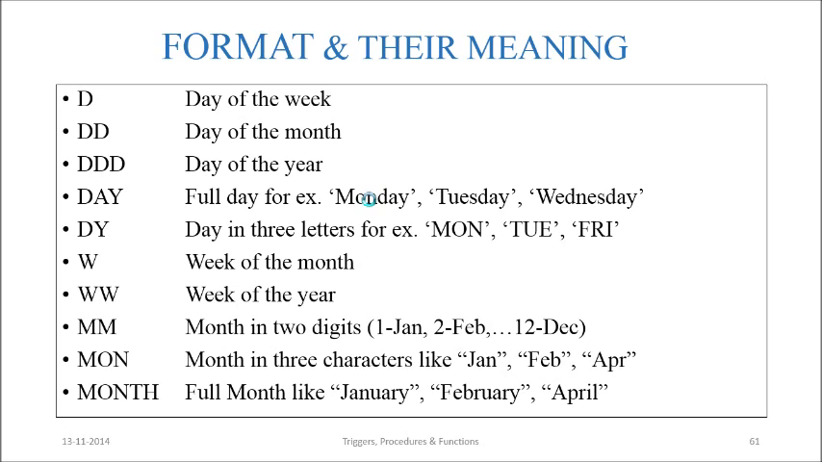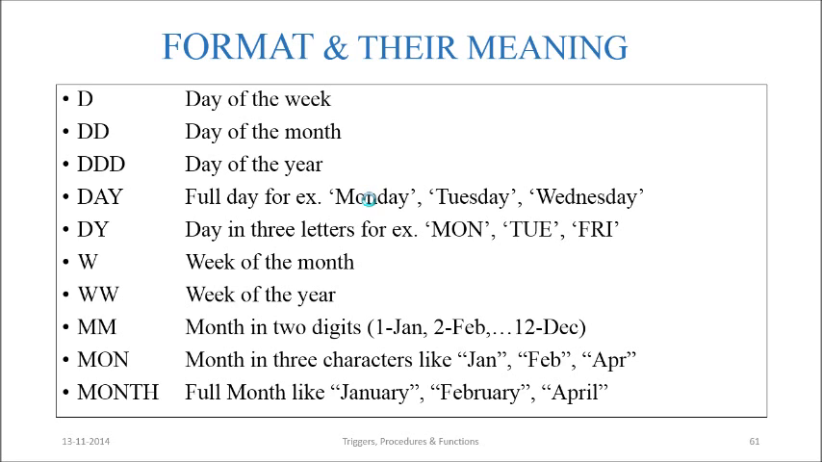So here are some of the formats and their meaning. If we specify only D, it means the day of the week. If double D is specified, it means day of the month. If triple D, then it specifies day of the year. If DAY is specified, then the full day, for example Monday, Tuesday, is specified. If only DY is specified, then only 3 letters from the day are extracted, that is from Monday only MON, from Tuesday only TUE. And if W, it means week of the month, which week. Then double W means which week of the year.